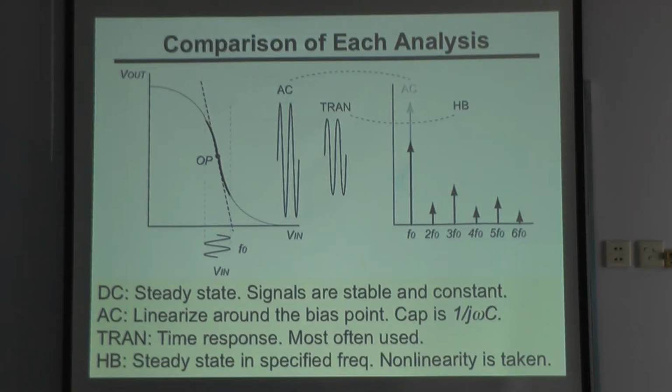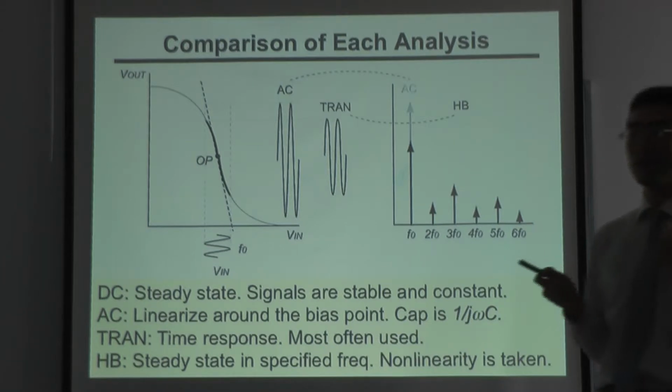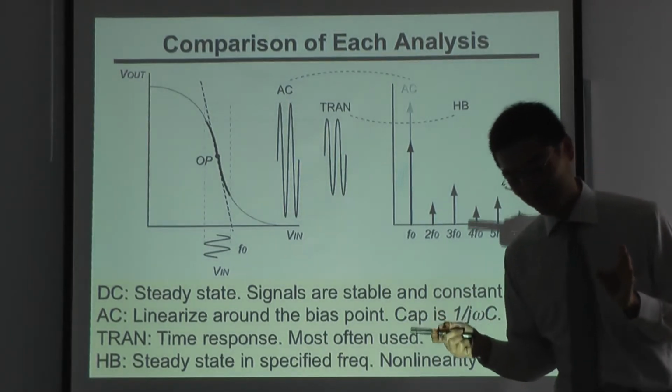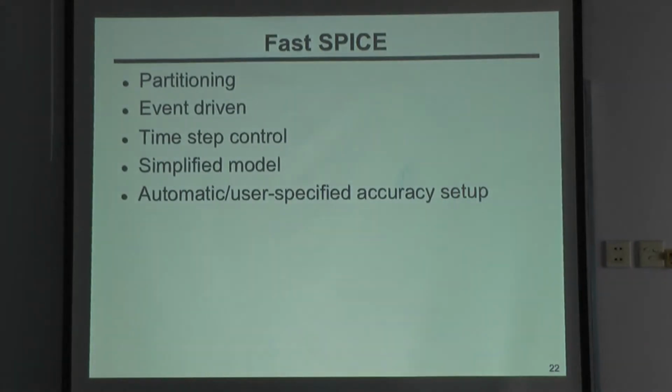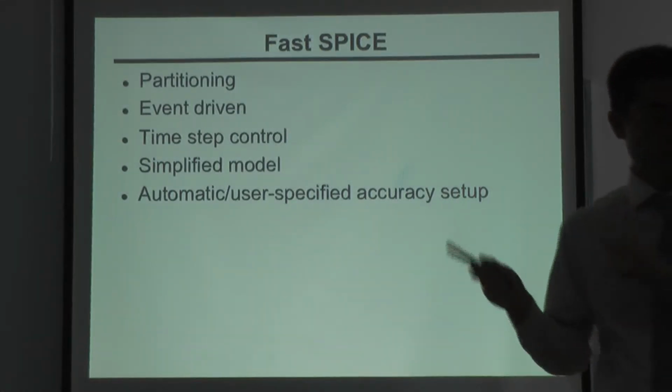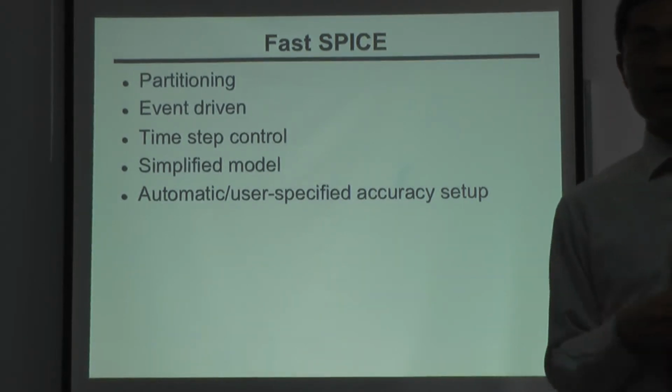For RF circuit design, I often use harmonic balance, and normal circuit designers use transient. And the second topic is... this is the first. Any question?